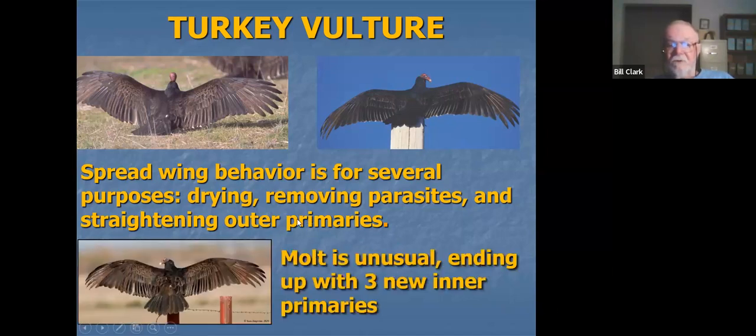Now, the molt of turkey vultures is unusual because in the first molt, when they're juveniles going into their second pre-basic molt into adult plumage, they start with the first primary and go all the way through the 10th, but then they replace the inner 3 primaries a second time. And in subsequent molts, they begin their molt with primary number 4. So this is very different from accipitrid and falconid raptor molts.